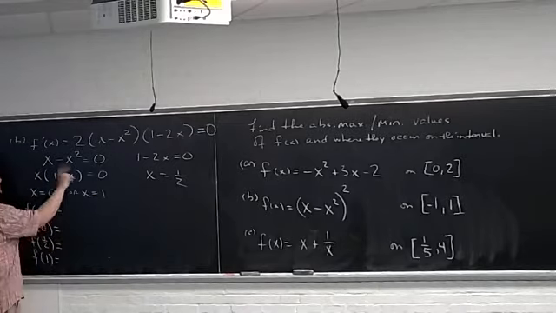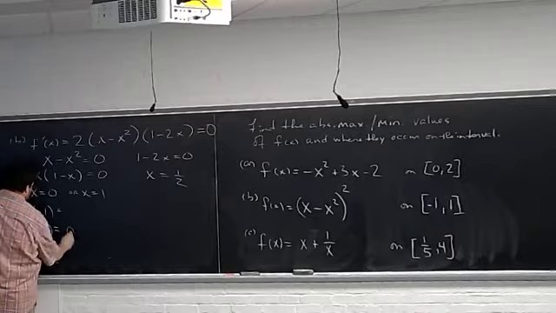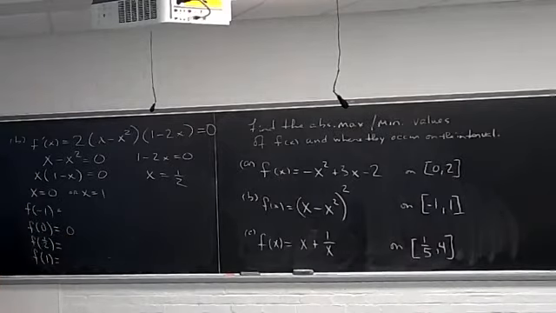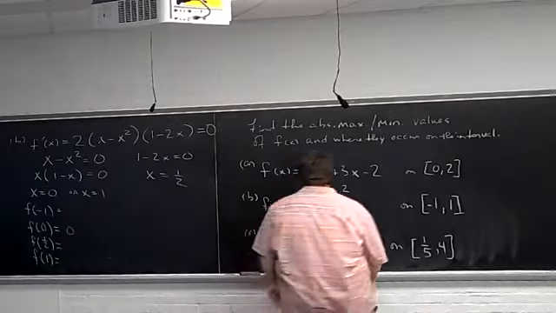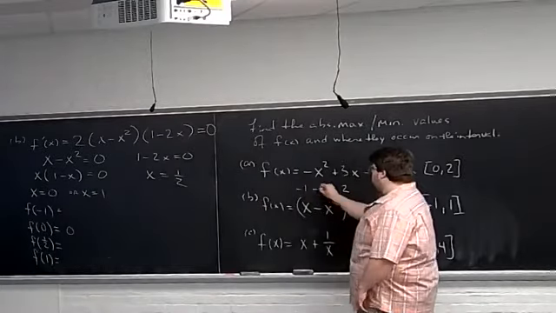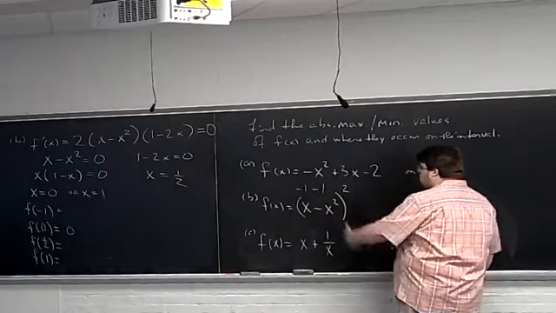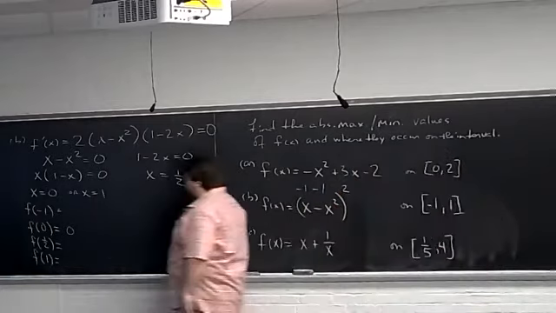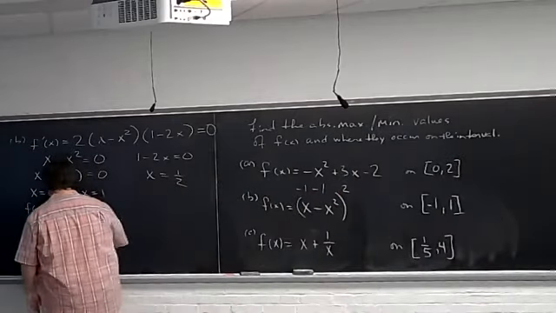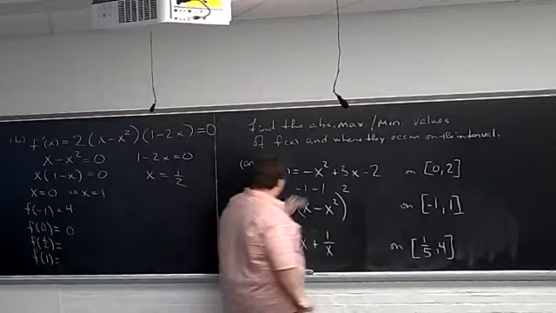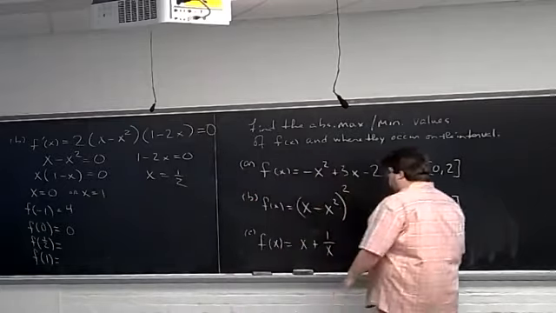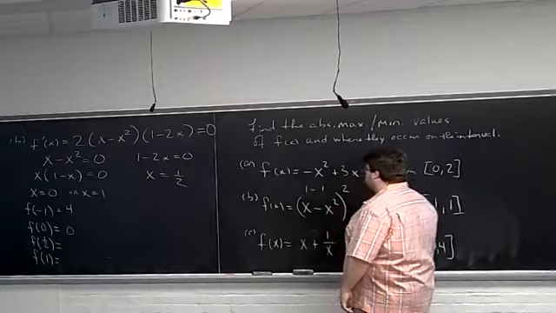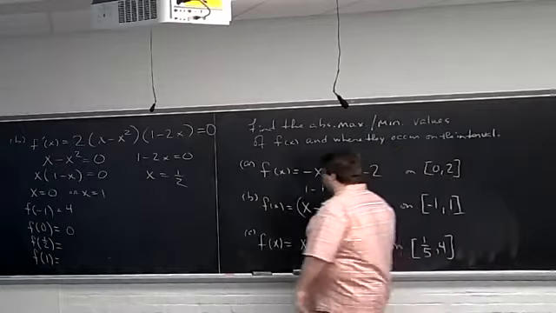F of 0 in this case is just 0. I'll write that first because that one's the nicest. F at -1. So we have -1 minus 1 all squared, so -2 squared, which is +4. F at 1, let's do next. F at 1 is 1 minus 1 all squared, so 0.